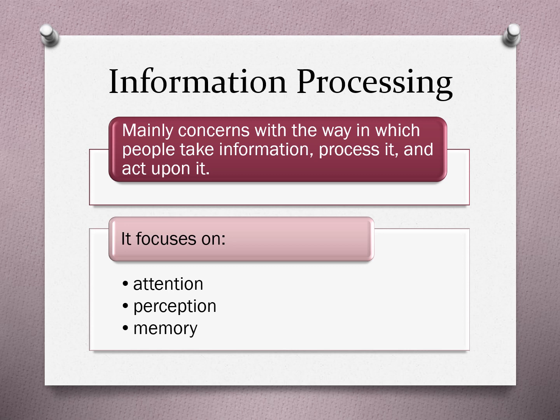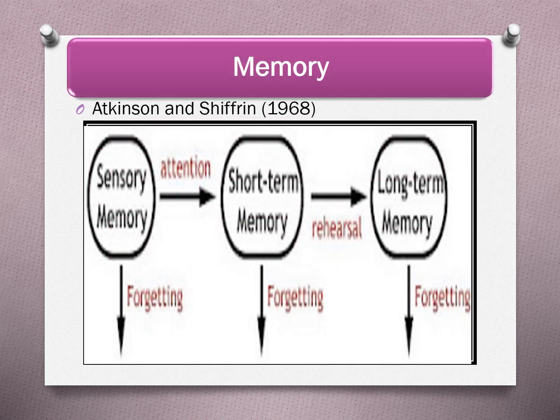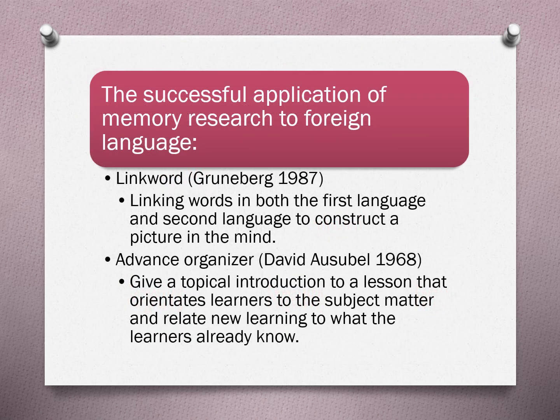Information processing is mainly concerned with the way in which people take in information, process it and act upon it. It focuses on attention, perception, that is, how you view a particular thing and how you take a particular factor into account, and then the memory of that person. It can be defined as sensory memory, short-term memory and long-term memory. The successful application of memory research to foreign languages was taken up by Gruneberg in 1987 and David Ausubel in 1968.